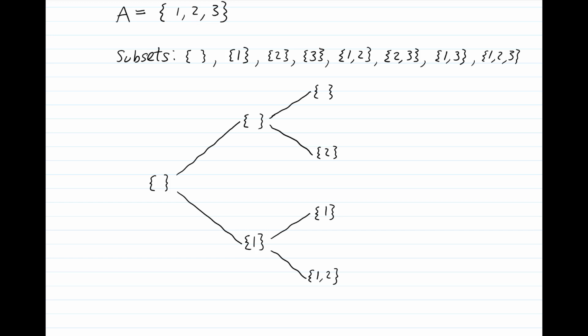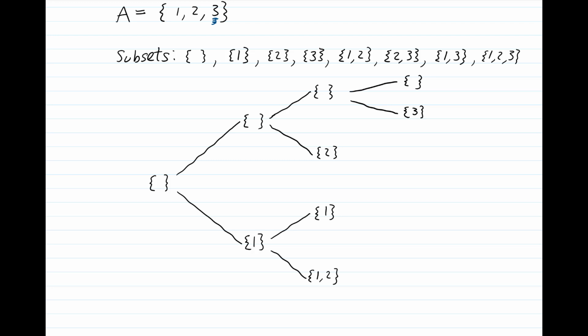Okay, now let's move to the next element, 3. For each of those 4, we can decide to put in the number 3 or leave it out. So let's just start at the top. If I leave out the number 3, then that set will still be empty. If I put in the number 3, then it'll look like this.